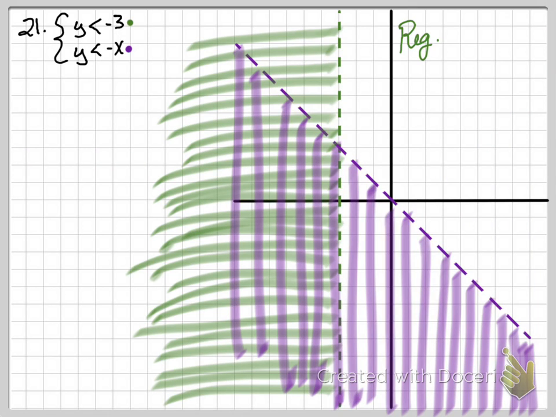Number 21 is for the regular students. Again, notice that we have both lines here are not equal to. Okay. And you see our solution area.